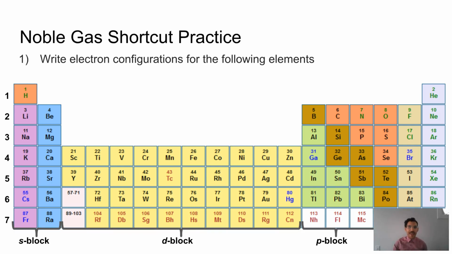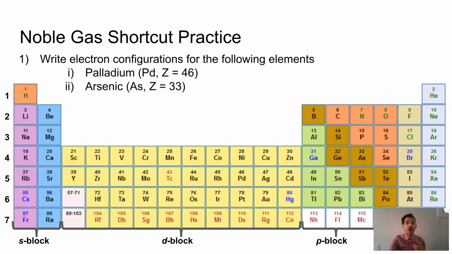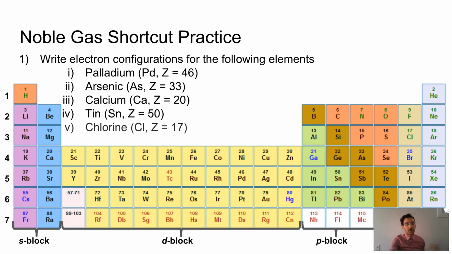Let's practice with a few different dudes. So we've got palladium, arsenic, calcium, tin, and chlorine that we'll go through. Cool. So first up, palladium down here. What are we going to do? Well, why don't you pause the video and try to come up with this on your own? Sweet, you paused the video. Let's go through it together.